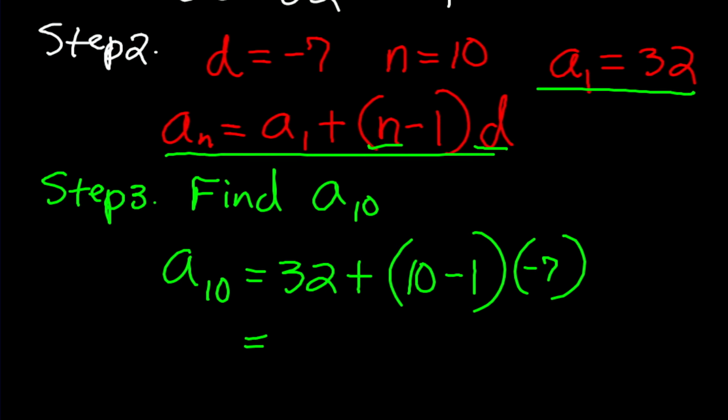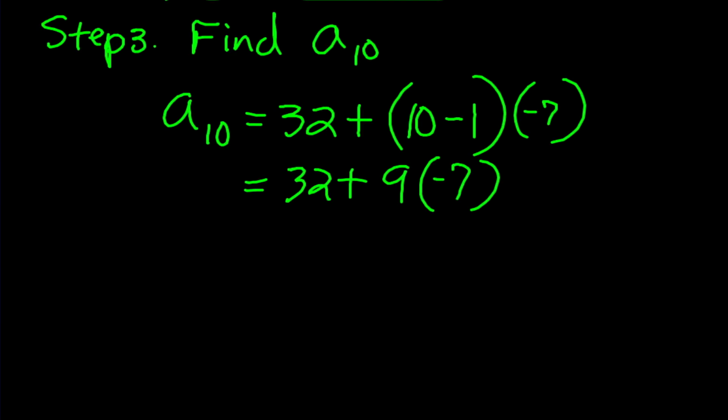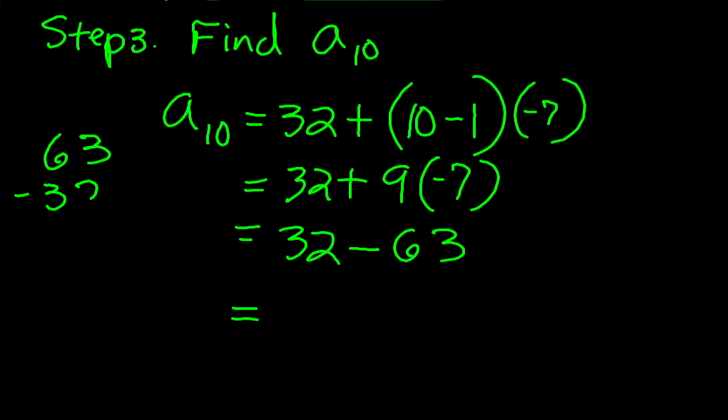So now we just follow order of operations and simplify this. We've got 32 plus 10 minus 1, which is 9, times negative 7. Again, we continue to simplify. A positive times a negative is going to give me a negative. So I have 32 minus 9 times 7, which is 63. And then I have 32 minus 63. So let's do it this way: 63 minus 32. I know that the 63 is the one that's negative, so my answer is going to be negative. 3 minus 2 is 1, and 6 minus 3 is 3. So it's going to be negative 31.